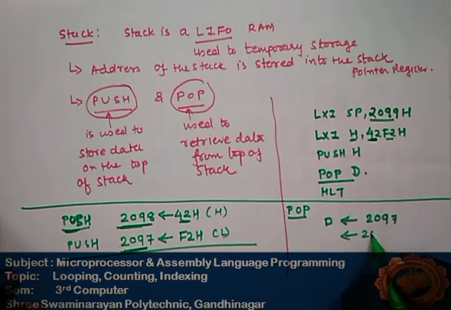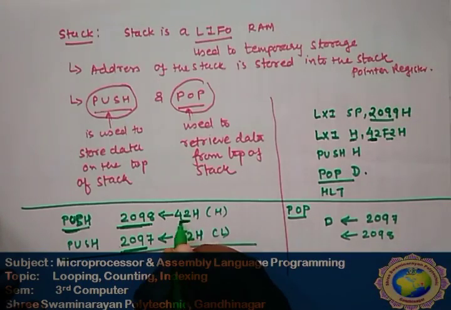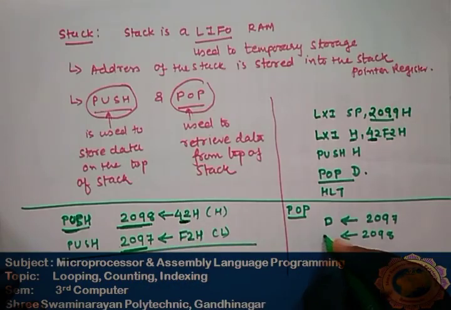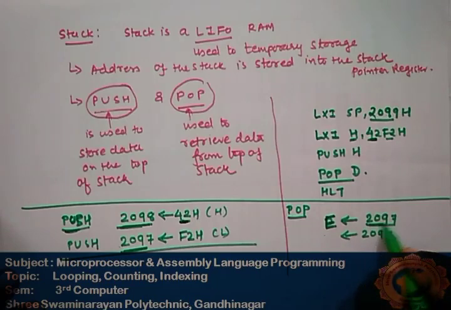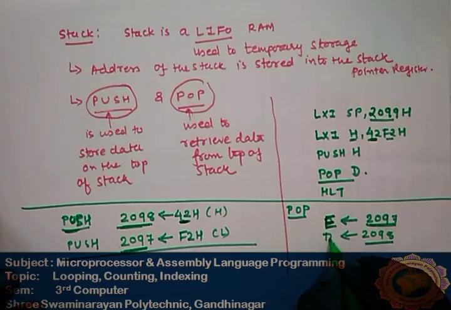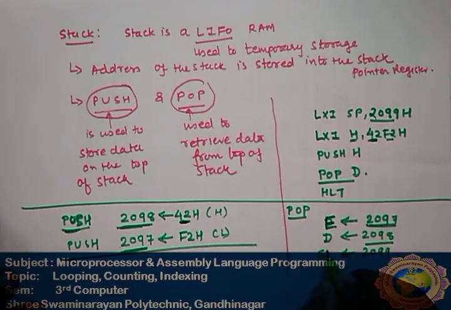Again it is incremented to 2098. What is the data? That is 42. Sorry, here it is E. The 2097 data is available on the E. The 2098 data is available on the D. And again it is incremented, and this is the value of the stack pointer. In this way, we can perform the transferring of the data to the stack and retrieve the data from the stack.